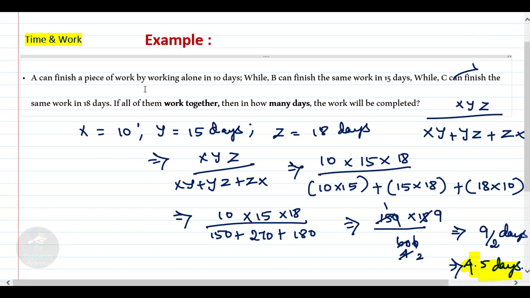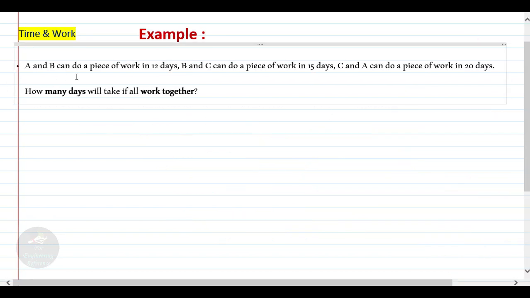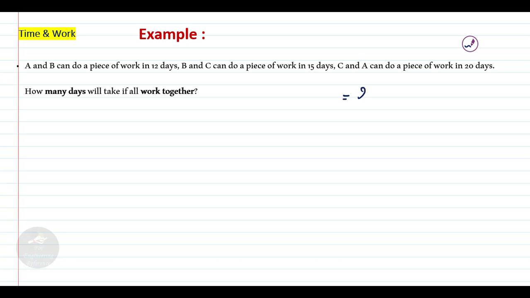Moving to the next question. In this question, what is our input? A and B can do the piece of work in 12 days. B and C can do the piece of work in 15 days. C and A can do the piece of work in 20 days. How many days will it take if all work together? Okay, first we can write the formula for this. What's the formula? 2 into xyz divided by xy plus yz plus z into x.